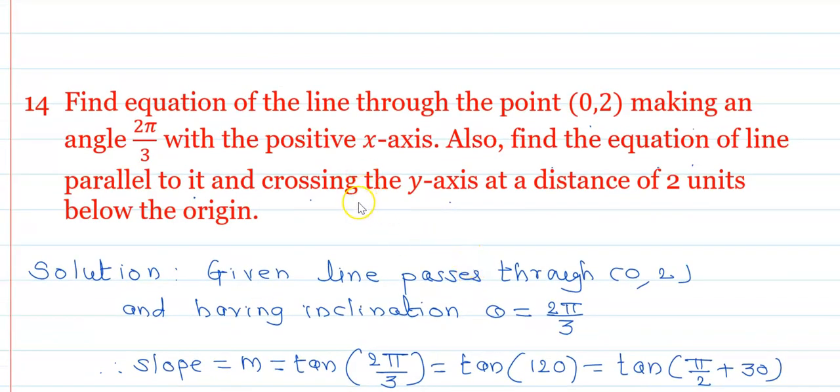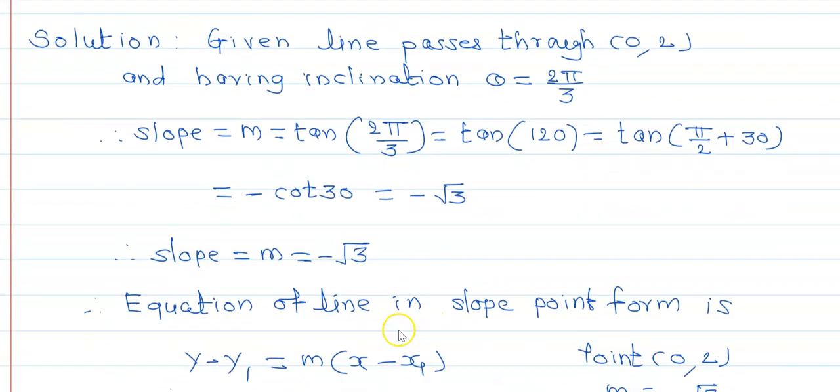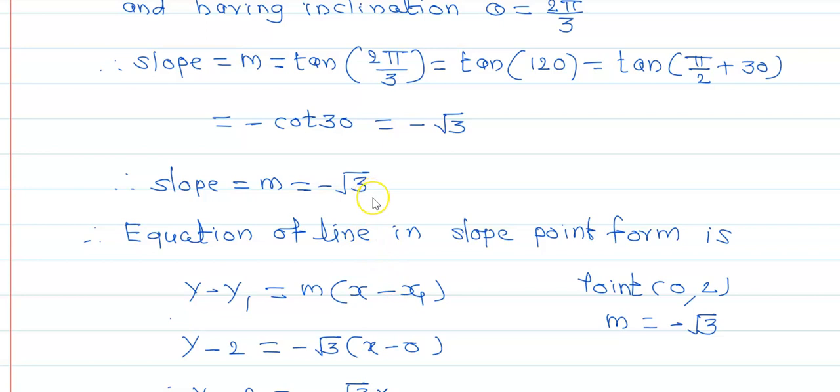Here is the question. Find the equation of the line that passes through, making the intercept 2 pi by 3. Means we have theta is equal to 2 pi by 3, means 120. Tan of 120 means what? Pi by 2 plus 30. It's nothing but minus cot of 30. Minus cot 30 is root 3. And we know the slope as well as the point.